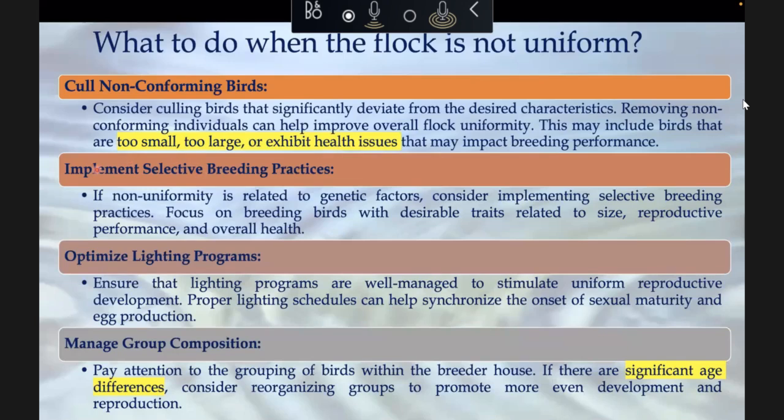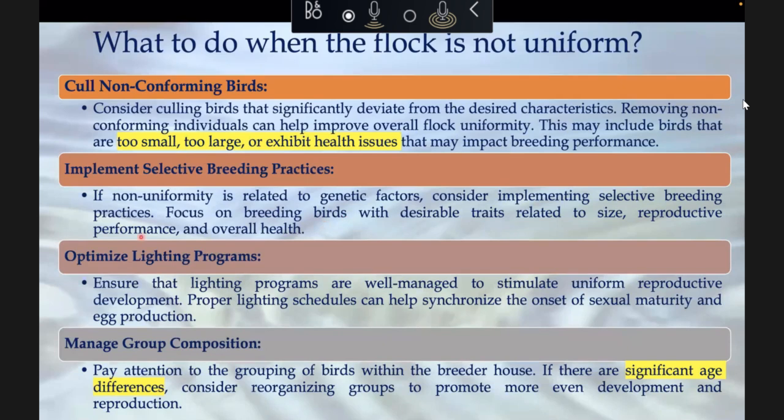Another way is to implement selective breeding practices. So if we are rearing the parent stock, we do not have a choice, we cannot do the breeding practice. But if we are rearing the grandparent stock, then we have a choice that we can go for selective breeding practice, so that only uniform birds are being mated and they produce chicks with uniformity that will result in ultimate uniformity in the commercial stock.